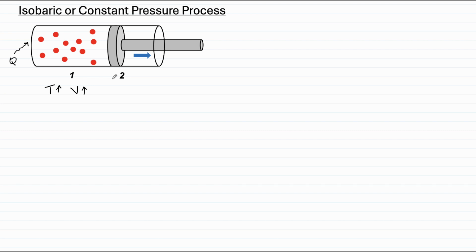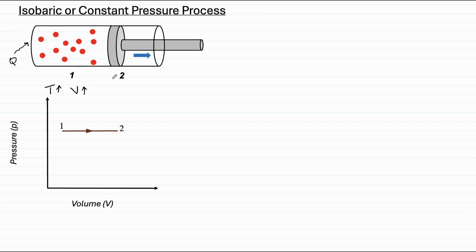Let's visualize the process using a pressure volume diagram. From state 1, the gas expands to state 2 at constant pressure. As we can see here, the pressure is not changing, that is P1 is equal to P2, and the volume is increasing, that is the gas is expanding from V1 to V2. And since there is a change in volume, there is an area under the graph that represents the work done by the gas.